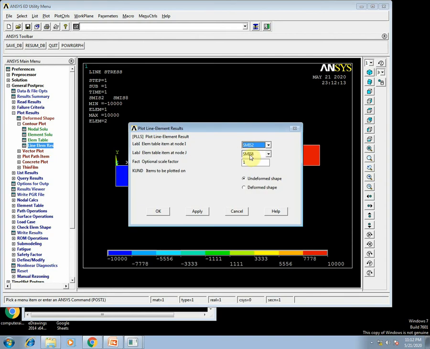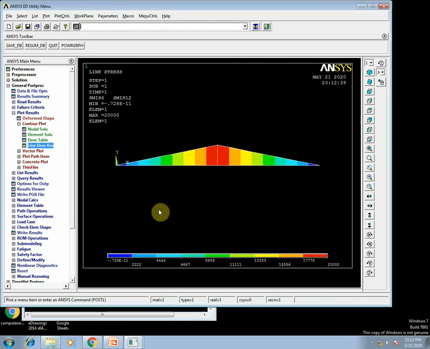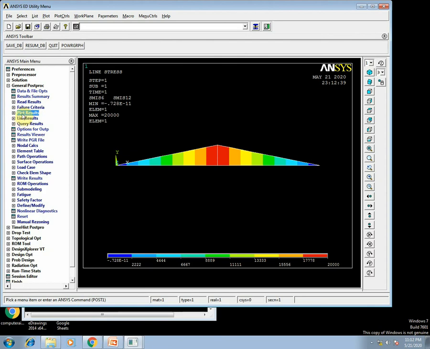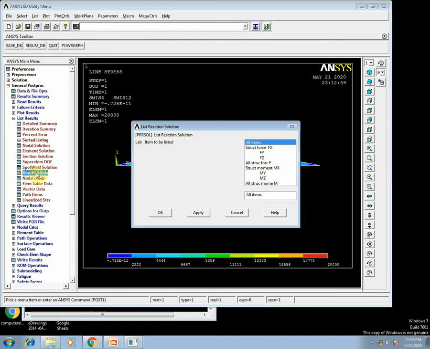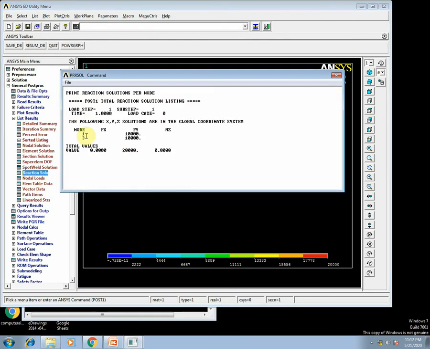And you have to take the result for the bending moment, SMISC 6 and 12. Okay, this is the bending moment drawing for the center load acting beam. List results, reaction solution. This is the reaction result. You just verify this result with the analytical calculation method. Thank you.